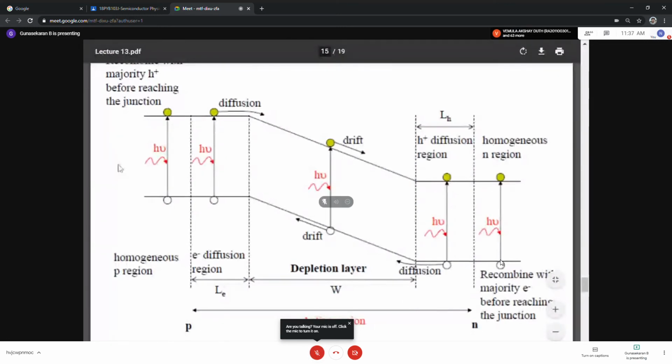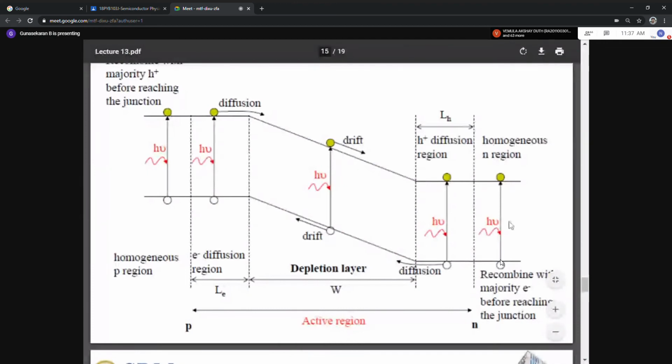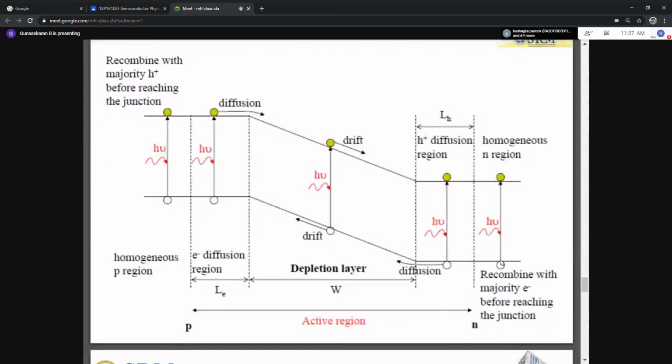Here the photons strike. The carriers recombine with the majority electrons before reaching the junction. Similarly, holes recombine with H plus before reaching the junction. This is due to the diffusion process, and a small amount of drift process is also there.